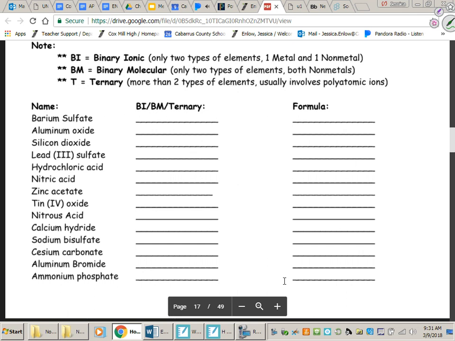Okay? So let's start here. You can read right here what to do. If it's binary ionic, it just means there's just a metal and a nonmetal. If it's ternary, it's because it has a polyatomic ion involved. So you're just putting Bi or T on this column here. Okay, so let's see where we are in about 15.